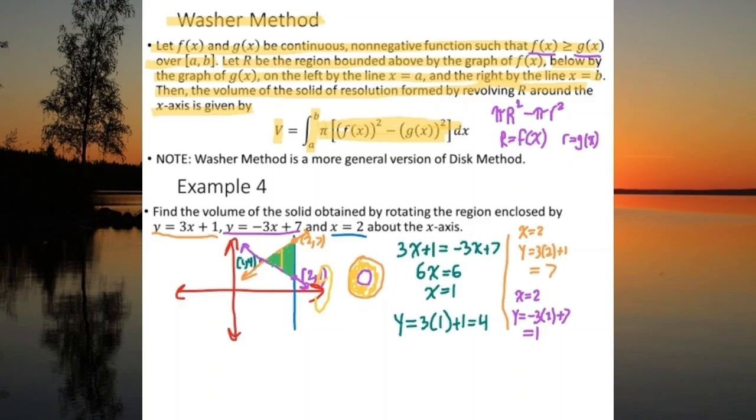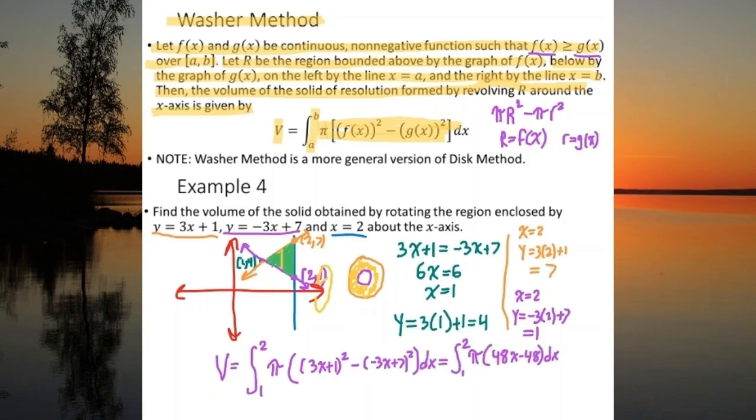Let's apply the formula to find the volume of this solid of rotation. Our volume would be the integral from 1 to 2, 1 being the smallest x value of our region, 2 being the largest. And our integrand would be pi times the equation that forms the upper bound of our region, which is 3x plus 1 squared, minus the equation that's forming the lower bound of our region, which is negative 3x plus 7 squared. Now from there, we will simplify our integrand, and when we expand the squares and collect like terms, we get 48x minus 48. Find our antiderivative, which would be pi times 24x squared minus 48x. Plug in our bounds and subtract the results, and we get that the volume of our solid of rotation is 24 pi.